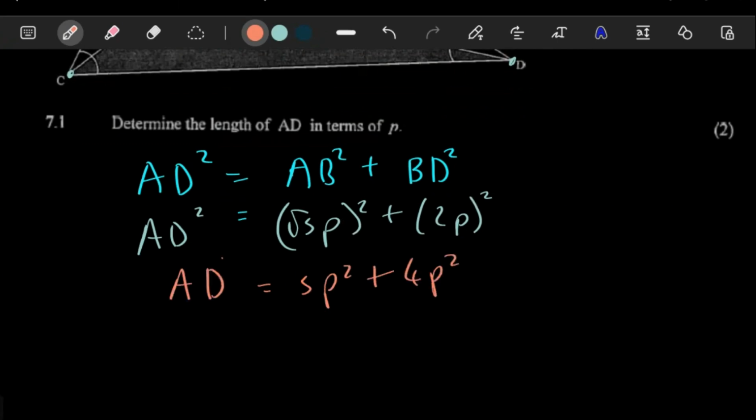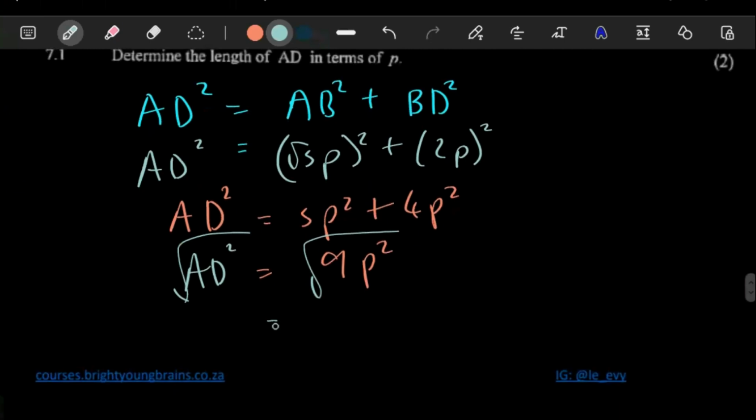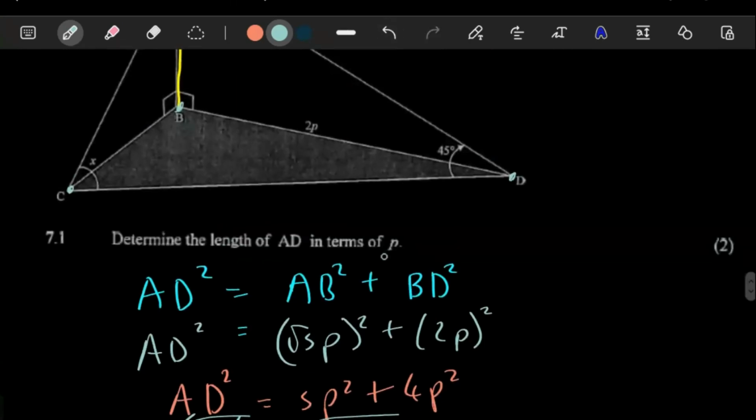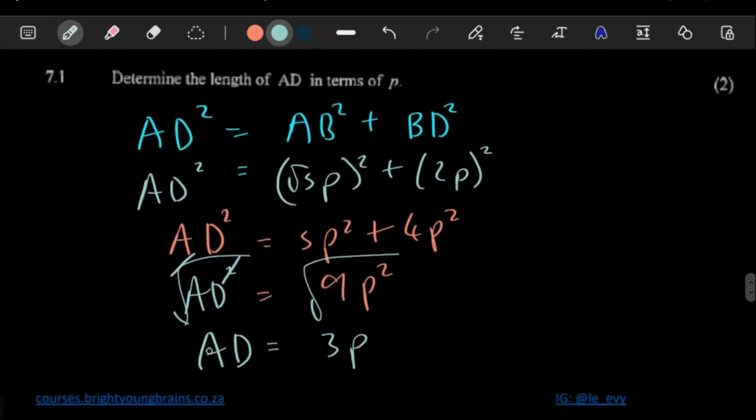And then here you can see these are like terms, 9P squared. And then obviously, since we want AD on its own, we're going to have to square root both sides. Square rooting both sides, we're going to be left with 3P over here, which is our value for AD, as suggested. It is in terms of P, so that's okay.